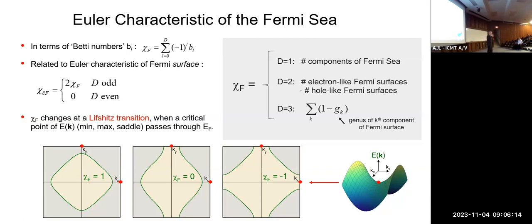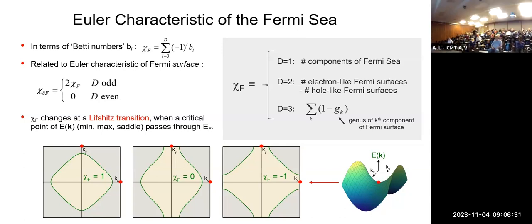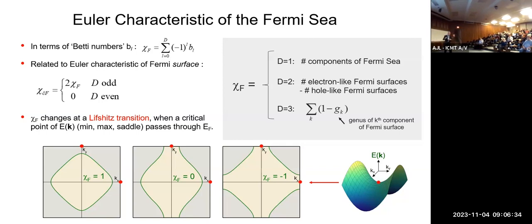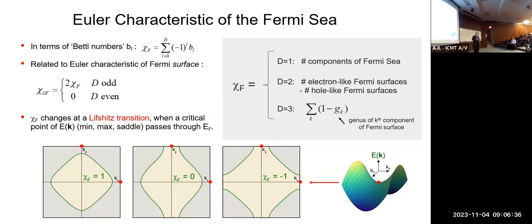And there's a finer point to this, which is that one can talk about the Euler characteristic of the Fermi surface, or of the Fermi sea, which is what is inside the Fermi surface. They're related to each other, but they're a little bit different. In two dimensions, every Fermi surface is a circle, and every circle has Euler characteristic zero, which is trivial. But the interior distinguishes between electron-like and hole-like Fermi surfaces.